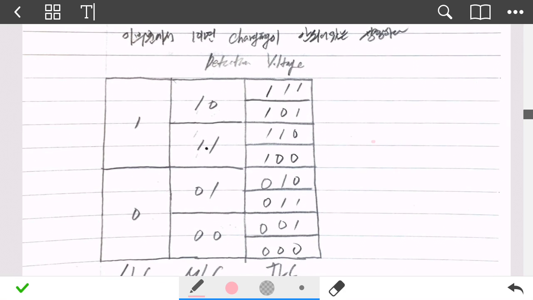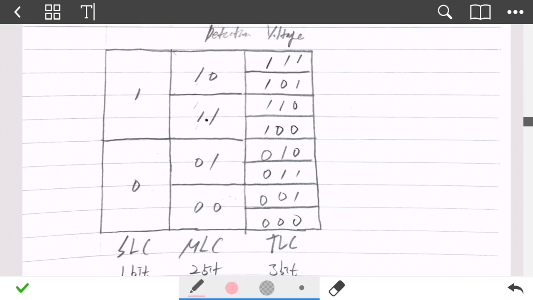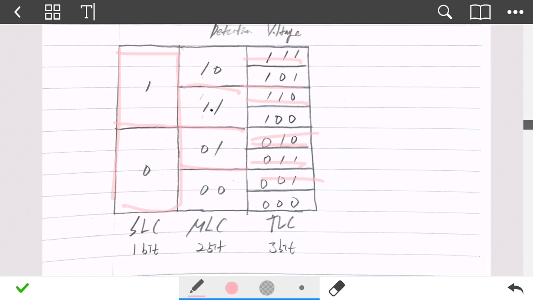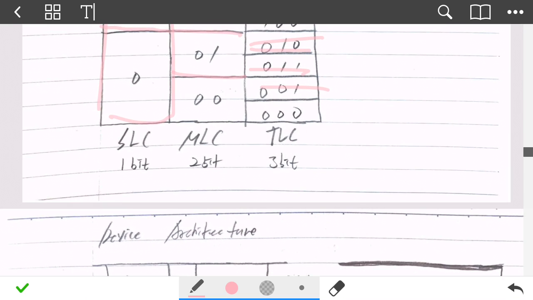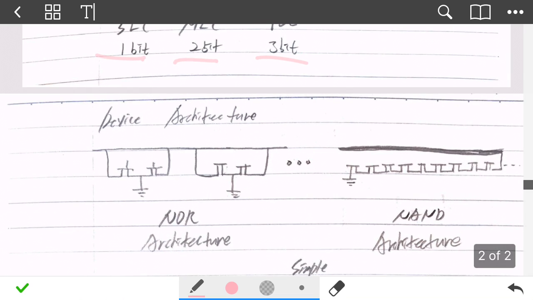This sheet is a comparison of SLC, MLC, and TLC. SLC's VTH line is 1, MLC is 3, and TLC is 1, 2, 3, 4, 5, 6, 7: 7 VTH lines. And SLC is 1-bit memory, MLC is 2-bit memory, and TLC is 3-bit memory.